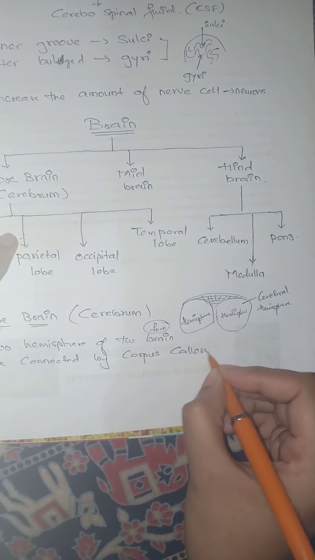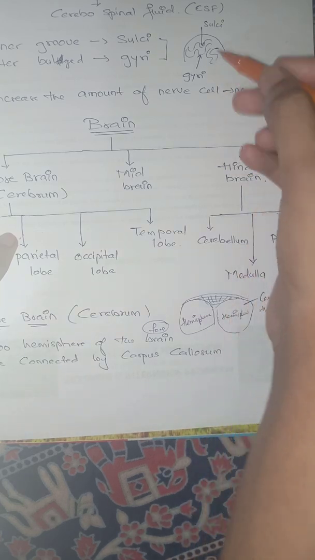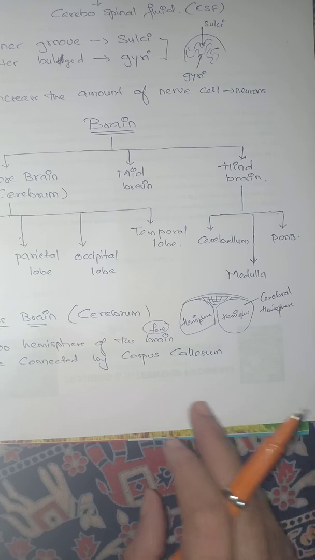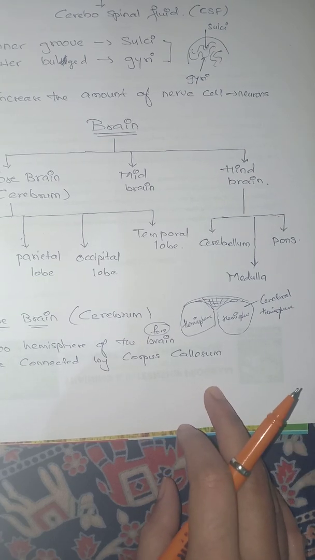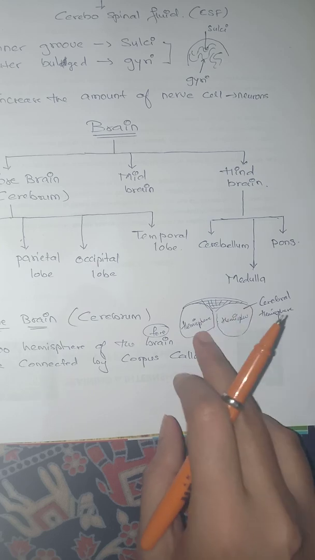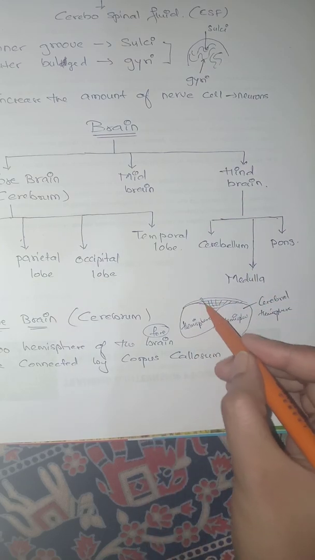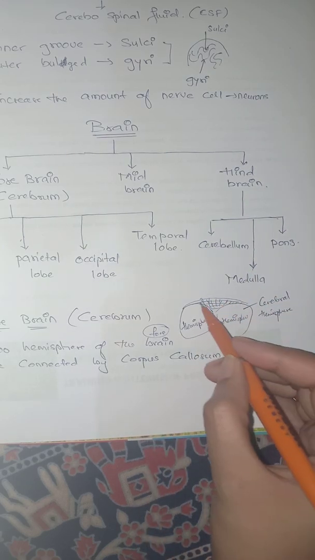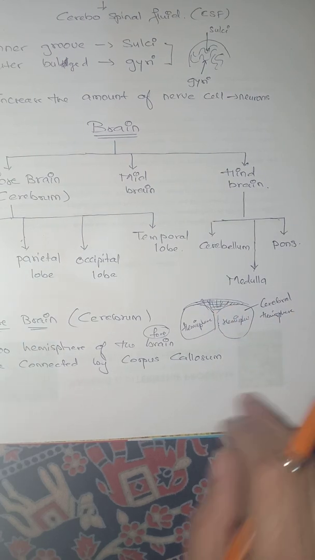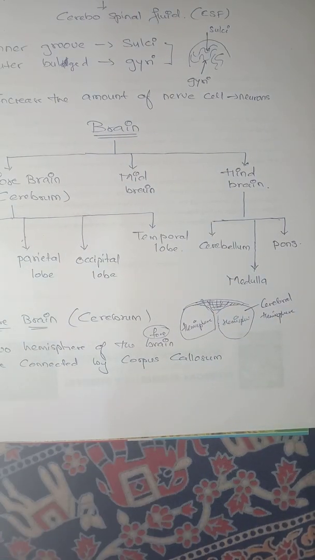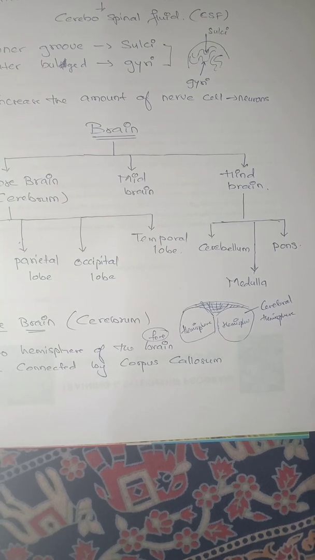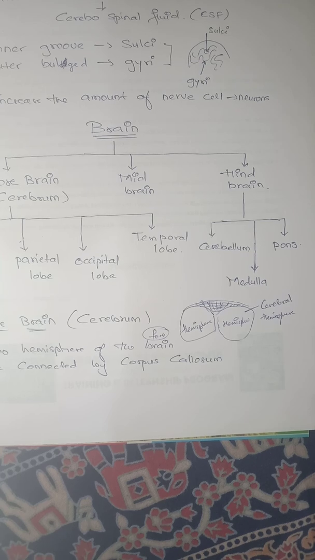You also see gyri and sulci, which I have already explained earlier, so I will not go deep into them. The brain is divided into two hemispheres, connected by a tissue made up of neural tissue, the corpus callosum, and they play a very important role in many parts of your body.